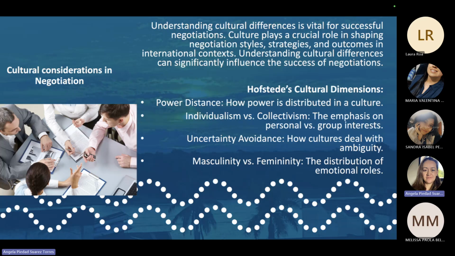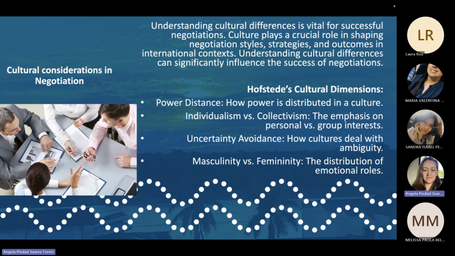Individualism versus collectivism: the emphasis on personal versus group interests. Individualistic cultures like the United States prioritize personal goals and decisions, while collectivistic cultures such as China and India emphasize group consensus and harmony. This can affect how proposals are evaluated and accepted. So it is very important to know what type of culture you are dealing with, if they are individualists or collectivists, and how you are going to manage the process of negotiation.